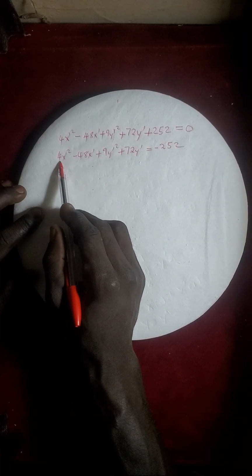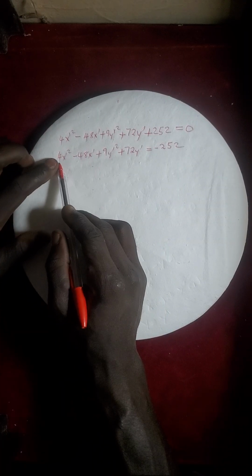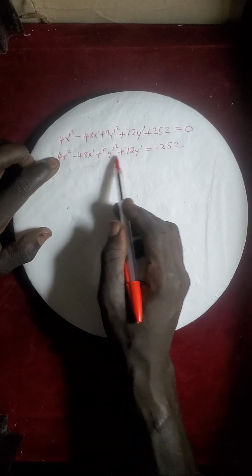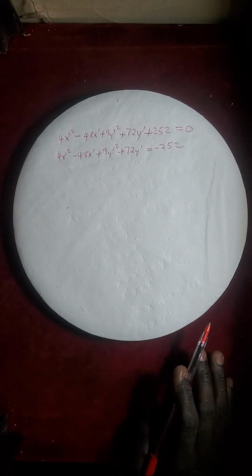If we consider the x part, we can see a 4 there, and 4 can go outside. If we see the y part, we can see a 9 and a 72. These guys, they know each other. That's one concept you should always remember, that we can factorize there.